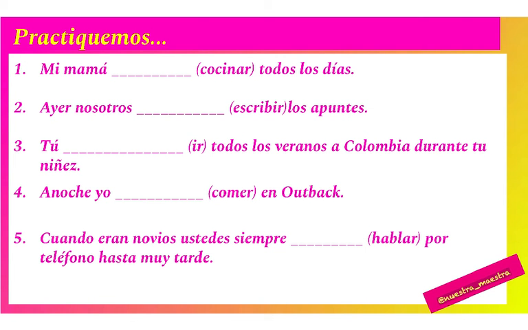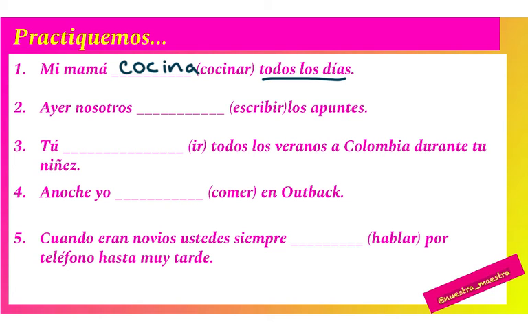Let's do some practice. Mi mamá, cocinar todos los días. This is an action that happens every day. We don't know that it was in the past, so let's assume it is present indicative. It is the present tense. So, assuming it is the present indicative tense, mi mamá is ella, cocinar is an AR verb, mi mamá cocina todos los días, presently.